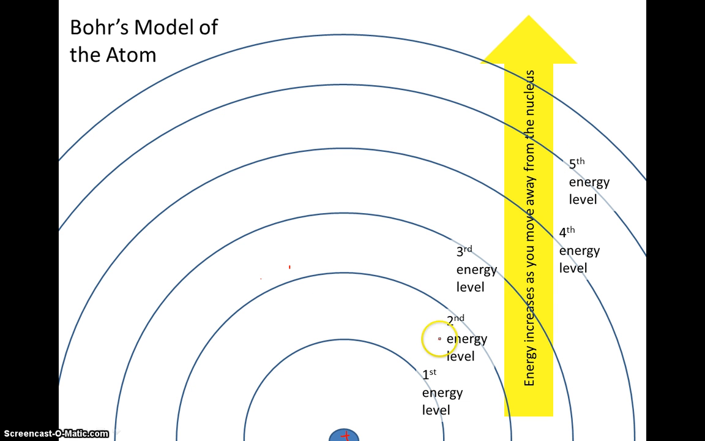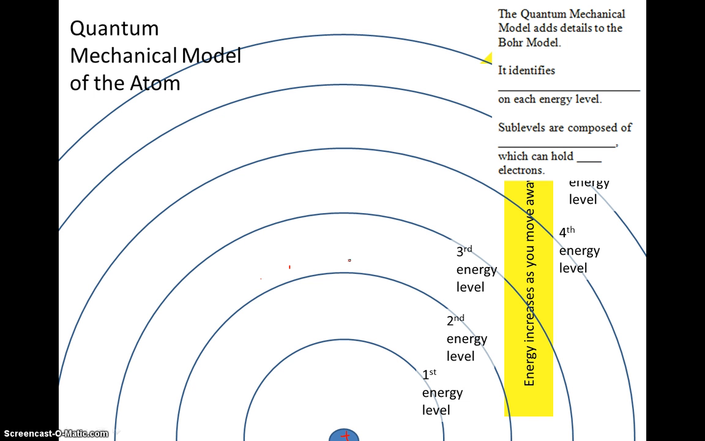And as you go farther away from the nucleus, each energy level requires more energy for an electron to be there, and that's why we call these the high energy levels, and this is a lower energy level down here. So what happened was we found out that this worked really well for hydrogen that only has one electron, but as you get to the atoms that have more electrons than that, this model started to fall apart, and then we had to develop a newer model called the quantum mechanical model.